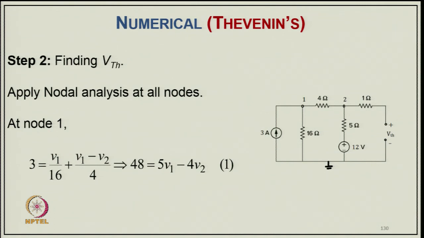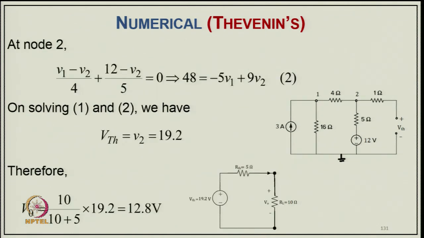Finding out the VTH, we apply the nodal equations here. On node 1, we get the current equal to V1 upon 16 plus (V1 minus V2) by 4 equal to, and from here we get 48 equal to 5 V1 minus 4 V2, this one equation. Now at node 2, we apply the equation (V1 minus V2) divided by 4 plus (12 minus V2) by 5, and that equals 0. This gives 48 equal to minus 5 V1 plus 9 V2.